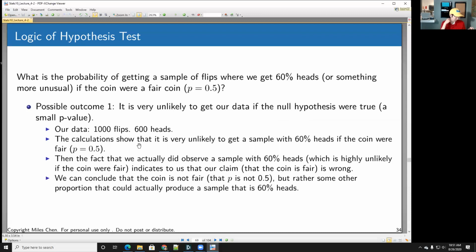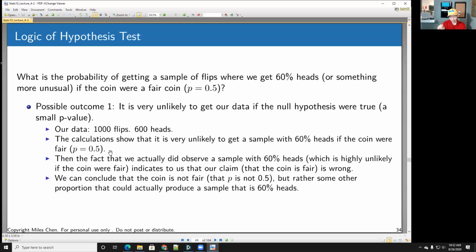But the fact that we actually collected this data, right? What we're going to argue is that we actually did collect data where the coin landed heads 60% of the time. We actually did get 600 heads out of 1,000 flips. And our calculations say this should never happen, but only if the coin were fair. It's very unlikely to happen if the coin were fair.